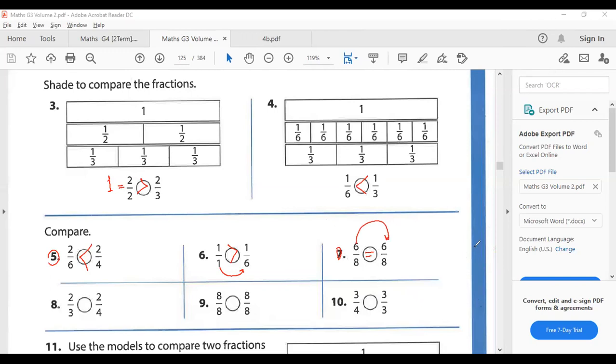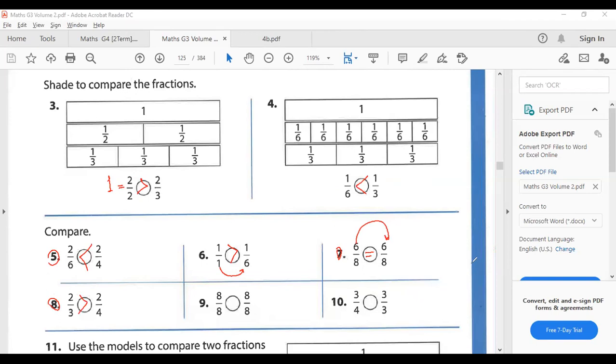Abdullah Omar. Yes, mister. Abdullah, number 8. 2 over 3 is bigger. 2 over 3. Excellent. Because 3 is less than 4, so it will be the greater fraction.